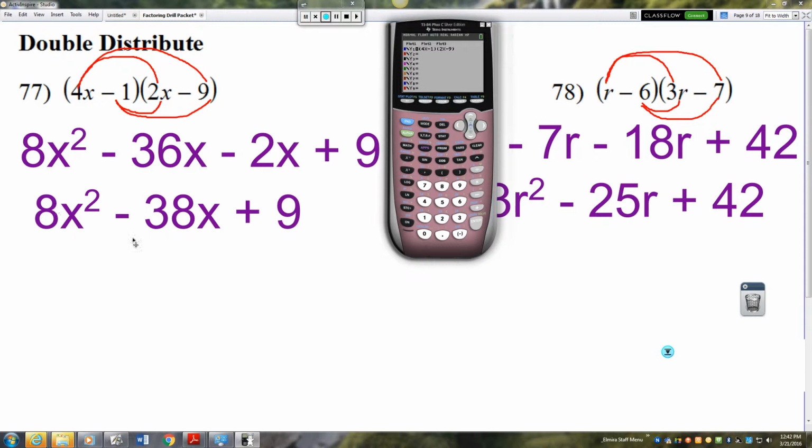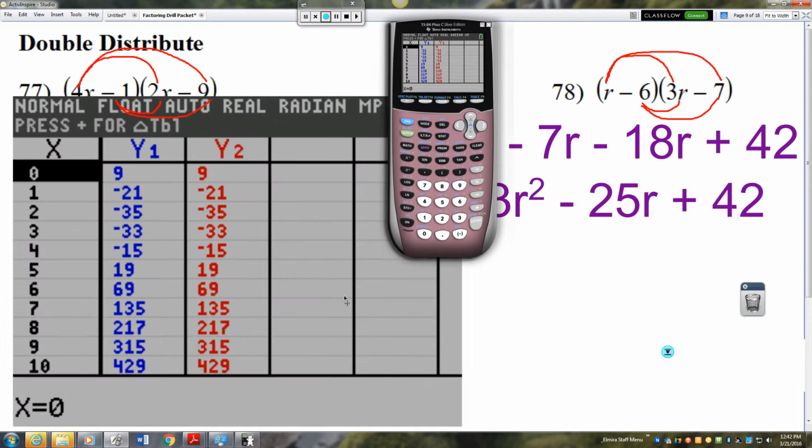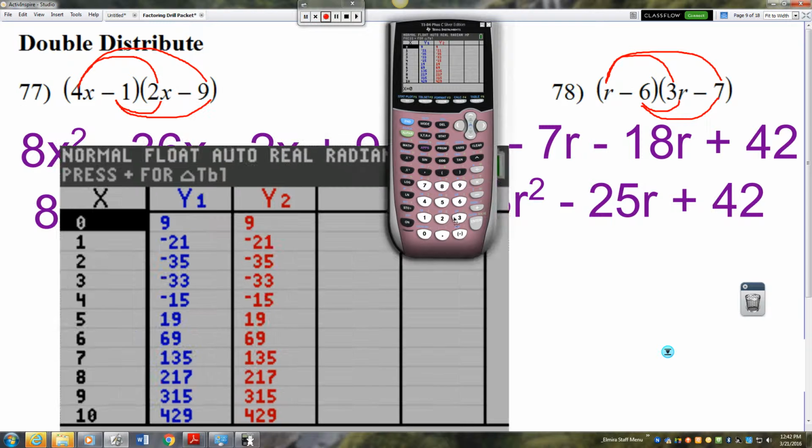Then go down to your y2, put your answer, 8x squared minus 38x plus 9. And then go into your table. Now it's very tiny, let's bring it out. Okay? I know that I did this correct because my factored form and my standard form should be the same. So all these values came out the same. That's a little check to see if you did it right.